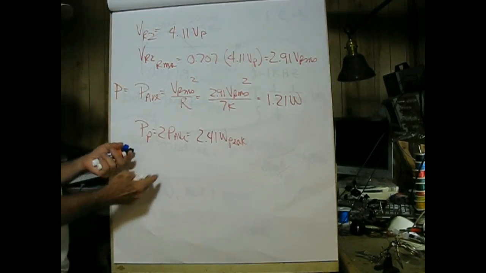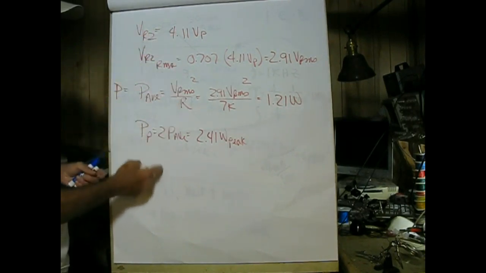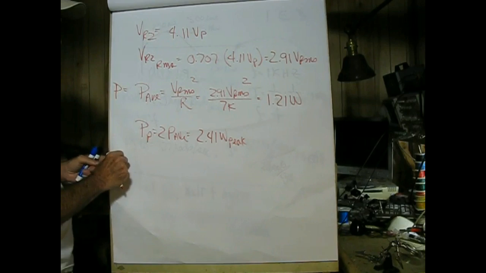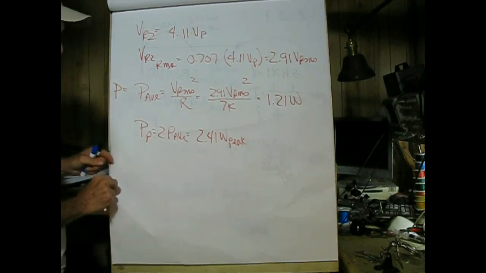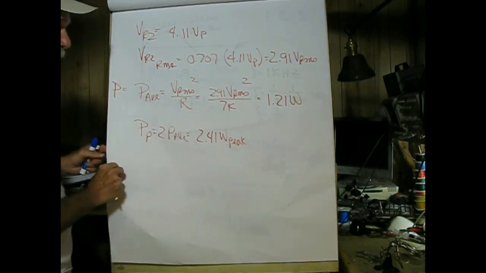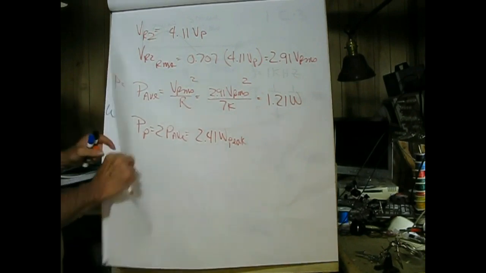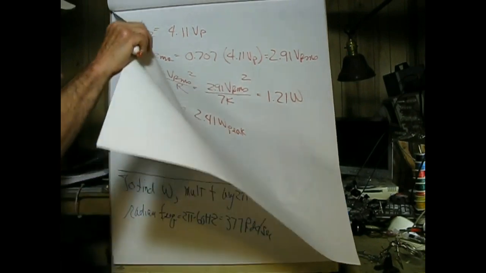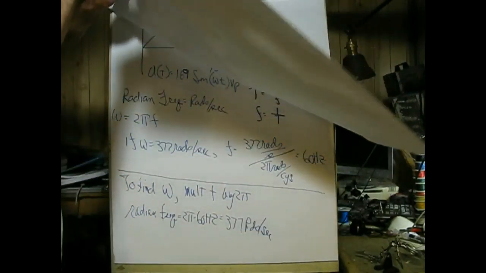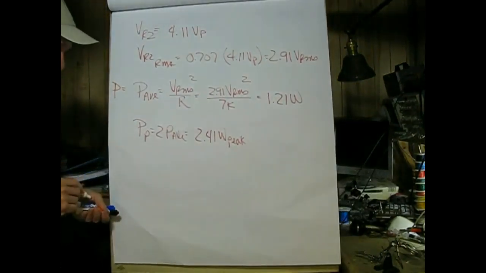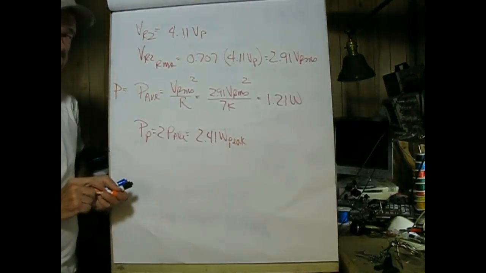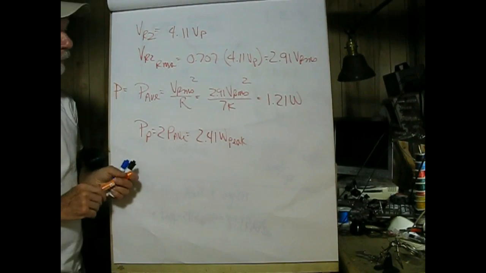If we wanted to know P peak, solving it this way, all we have to do is take P average and multiply it by 2, giving 2.41 milliwatts peak. So that'll conclude the review part for AC circuits, and thank you for viewing.